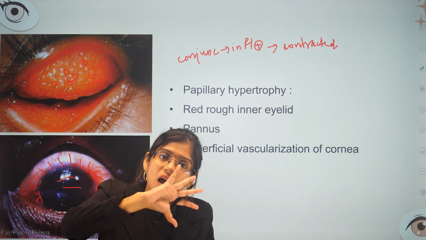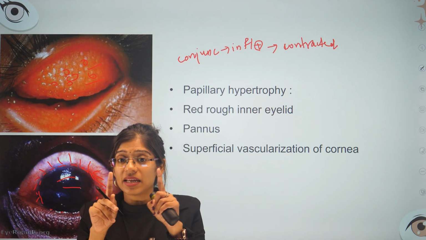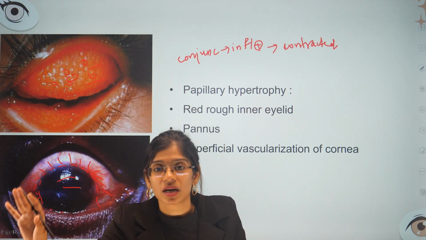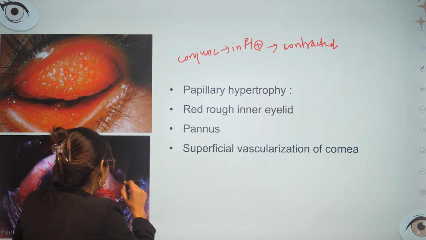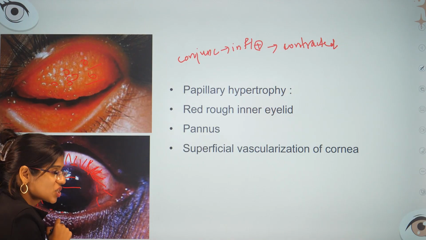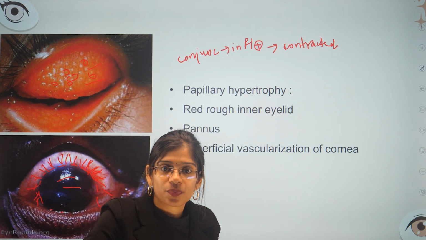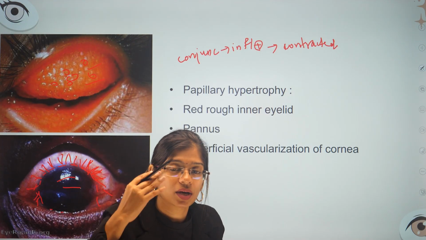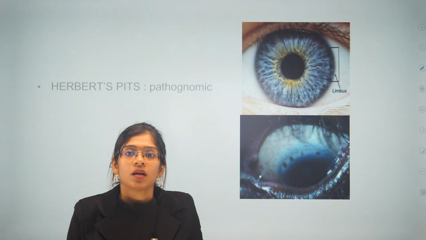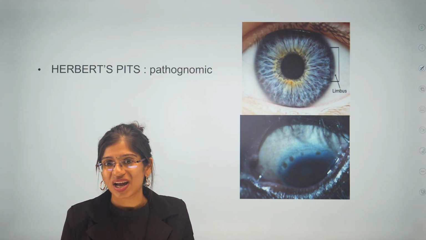So in this scarring of the conjunctiva, in that area, what does the body do? Okay, that area is not looking good. Let me give it some blood supply, and so blood vessel formation happens there. So that is why new blood vessels are formed near this contracted conjunctiva. But nothing should disturb the cornea. So if vascularization occurs near the cornea, your vision is going to get affected, right? Okay. Now, Herbert's pits, very pathognomonic of trachoma.